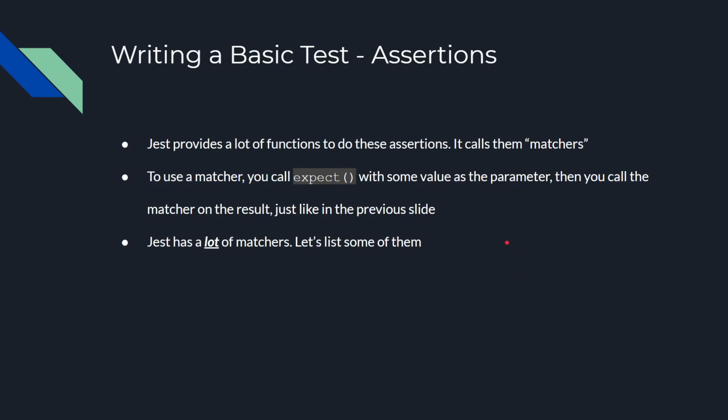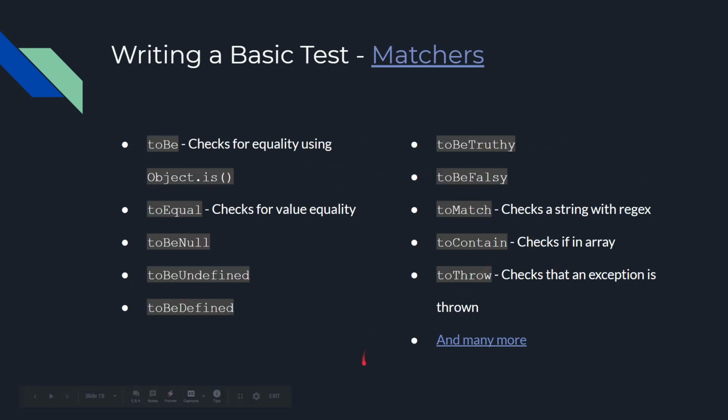Now, toBe is just one matcher. There are many types of matchers. This is a list of some of the most basic matchers. And later I'm going to send out this presentation again. I have links to references for all of these, because there are many, many, many more matchers than these. These are just some of the more useful ones.